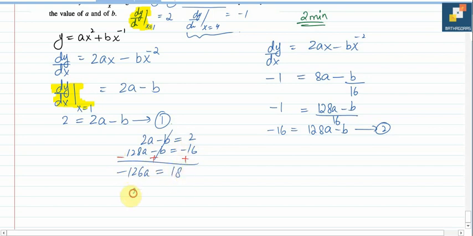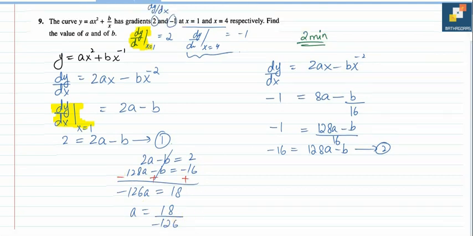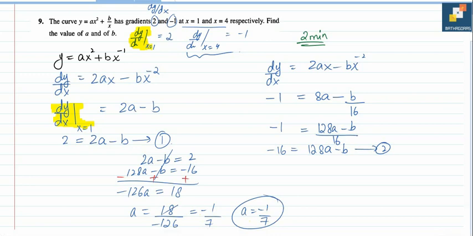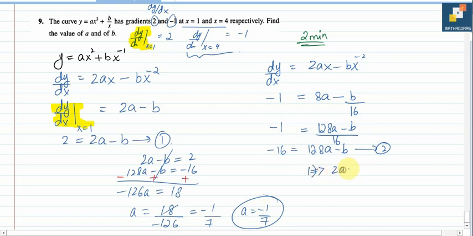So a equals 18 divided by minus 126. And if we simplify it further, 18 ones are 18 and 18 sevens are 126. So the value of a we have is minus 1 divided by 7. Now, once you have the value of a, you can put the value of a in any equation. So I am using equation 1 here. Equation 1 is 2a minus b equals 2. The value of a is minus 1 upon 7, so 2 times minus 1 upon 7 minus b equals 2.